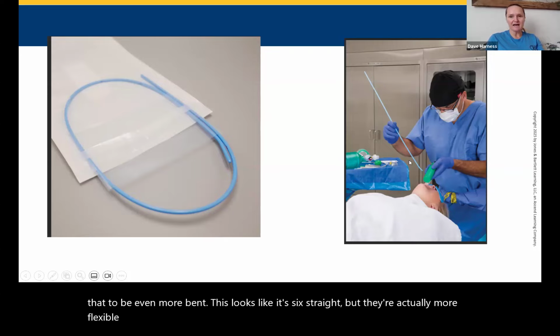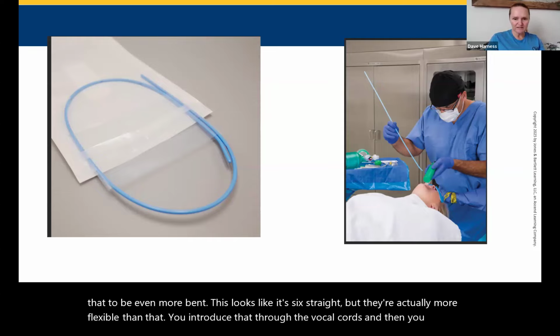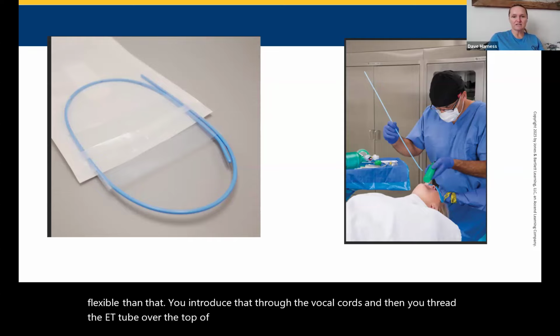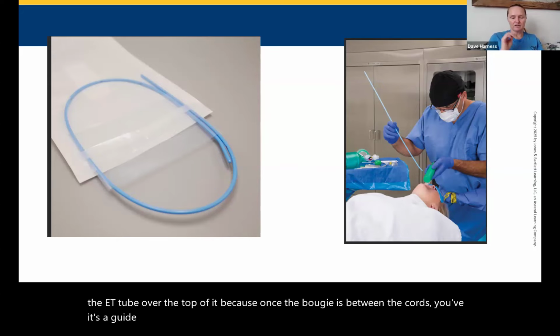You introduce that through the vocal cords, and then you thread the ET tube over the top of it, because once the bougie is between the cords, it's basically a guide wire, and now you know that your ET tube is also going into the correct place.